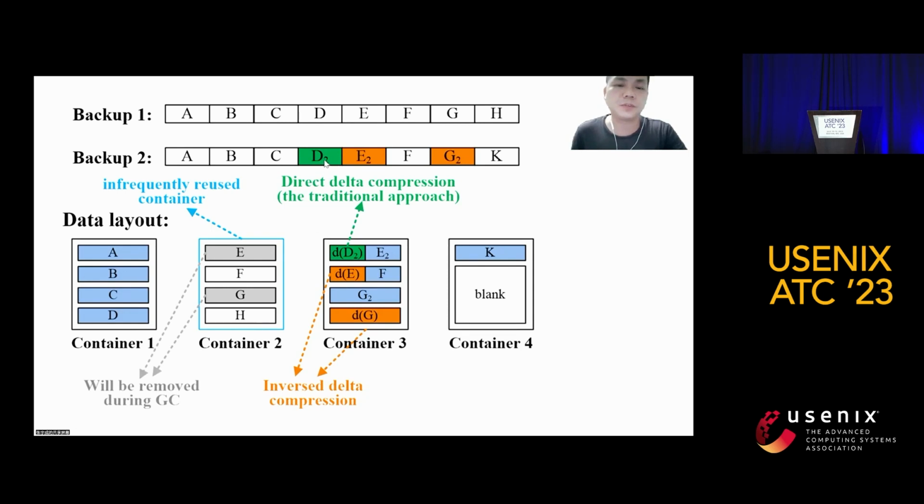Because D2's base chunk is detected from container 1, we process it using direct data compression, which is the traditional approach. Therefore, the E2 and the G2, we process them using inverse data compression. When backup 2 completes, there are two versions of E and G, and the unencoded version in container 2 will be removed during the next garbage collection, thus achieving data reduction.